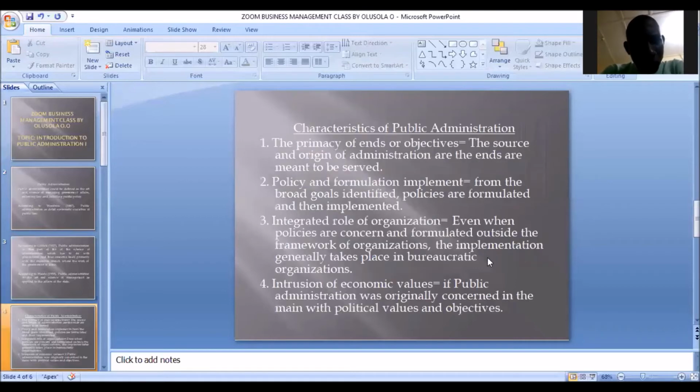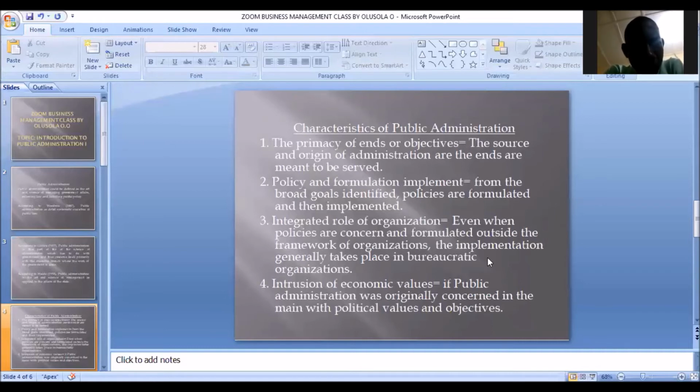So we want to look at the characteristics of public administration, that is, those properties that are very germane to public administration. The primacy of ends or objectives. When we talk of primacy, it means very important. And to every public administration, there is what we call ends or objectives. So every government that comes to play in every political environment, or at every administration, always comes to power with aims or objectives. The same thing is also applicable to the system of government at local government, at state level, and at national or federal level.